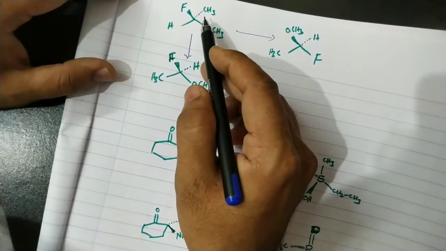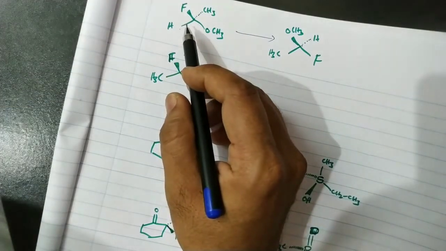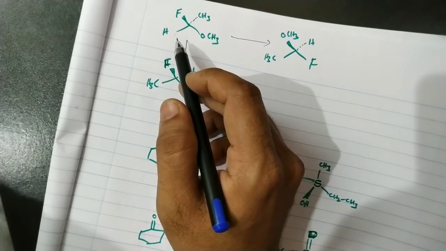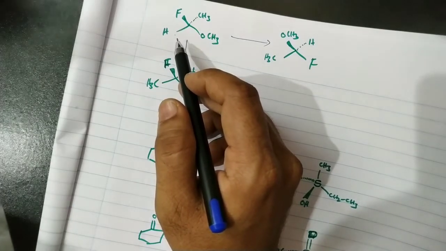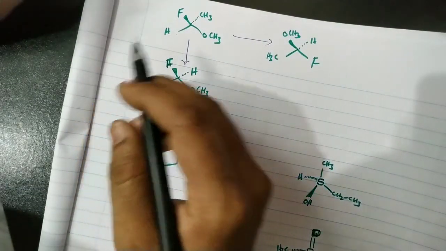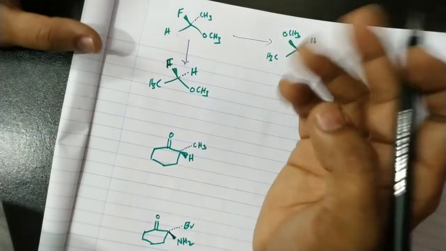So in this case, this fluorine and oxygen, here hydrogen is on the plane actually. Here hydrogen is not above the plane. That means the least priority group is not above the plane. Here the least priority group, that fourth priority group, is on the plane. Here in this case also, the least priority group must be placed below the plane.